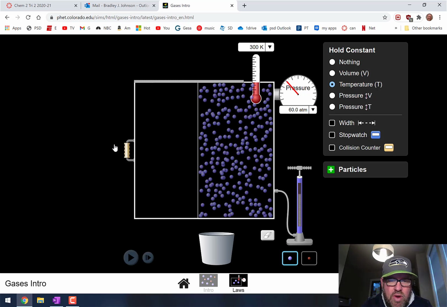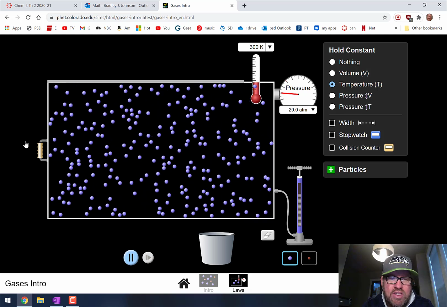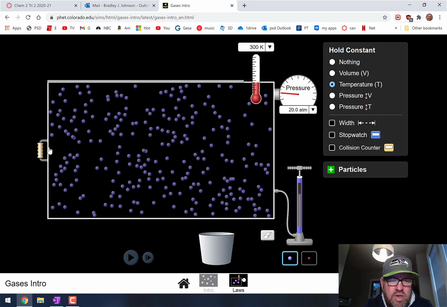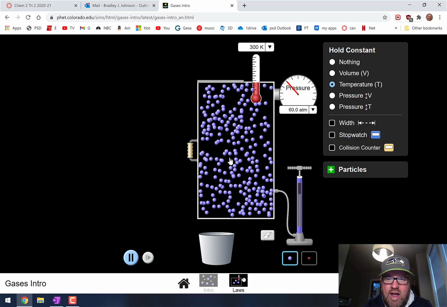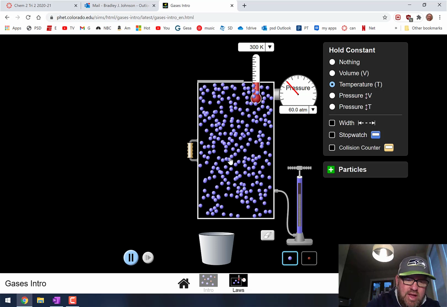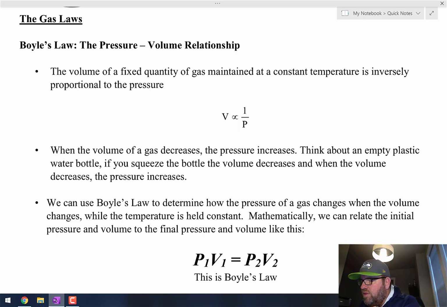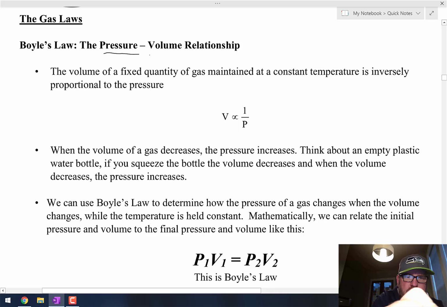So we can see that when you increase the volume of a gas, the pressure of the gas goes down. And when you decrease the volume of a gas, the pressure goes up. Okay, and what that leads to is the idea of what is called Boyle's law. There are a few different laws that we're going to learn dealing with gases, and one of them is the relationship between pressure and volume. We've already seen it. We just saw Boyle's law in action.